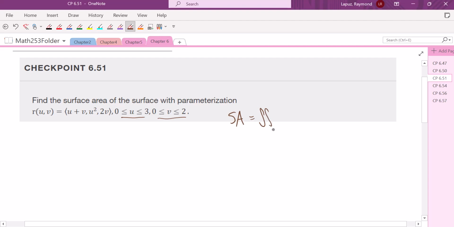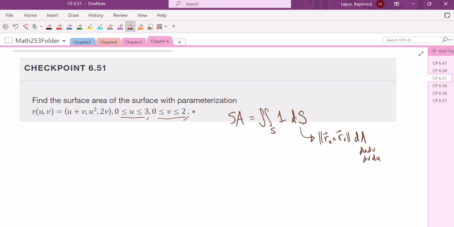a double integral, or actually the surface integral, integrating over this particular surface of 1 dS, where dS is going to be the magnitude of Ru cross Rv, the cross product, and then dS becomes dA, where dA would be du dv or dv du, depending on the order that we want. Because all the limits are constants, we have the freedom to choose whatever we want. So we'll decide that later.